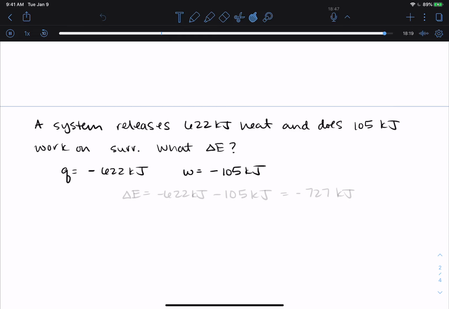And both have units of kilojoules, so I am good to just add these together. And delta E equals Q, which is negative 622 kilojoules, plus W, which is negative 105 kilojoules, which is negative 727 kilojoules.